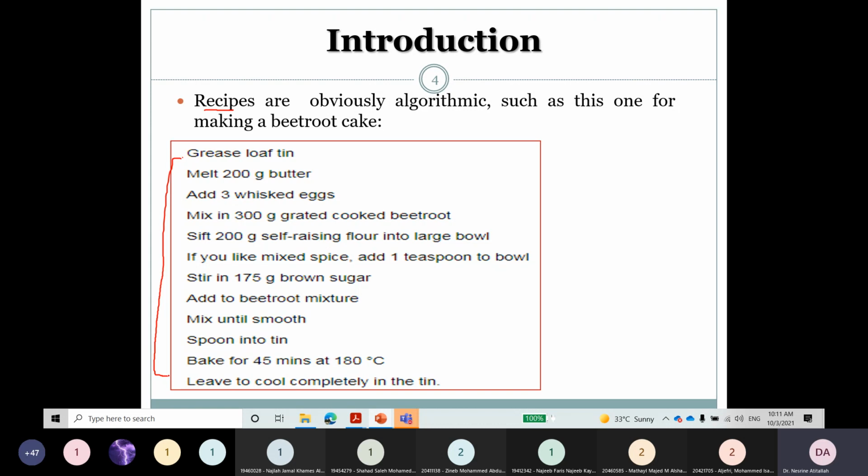So everything in our lives follows an algorithm to achieve the task. To do the required task, you need to follow some steps. This is what algorithm means.